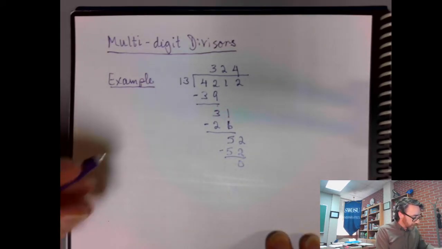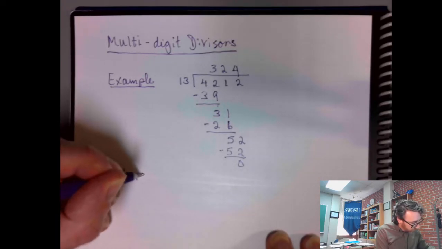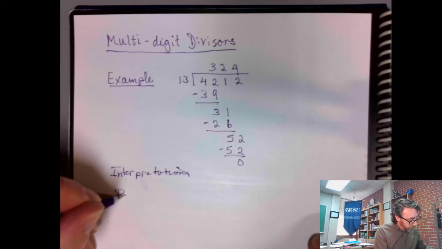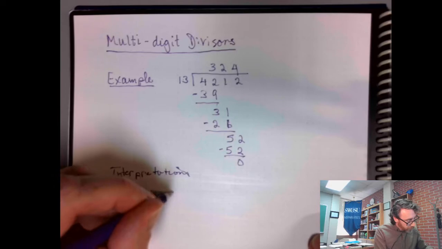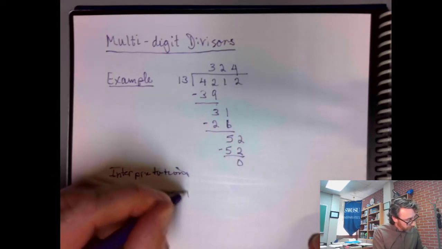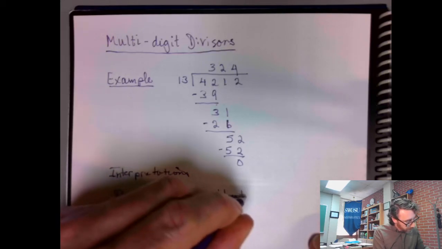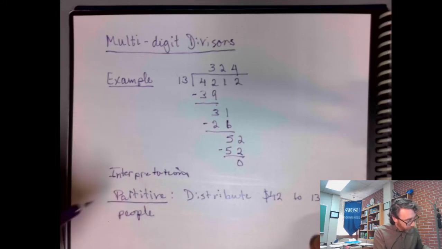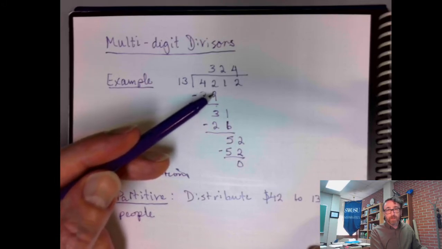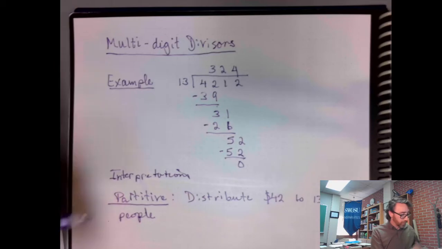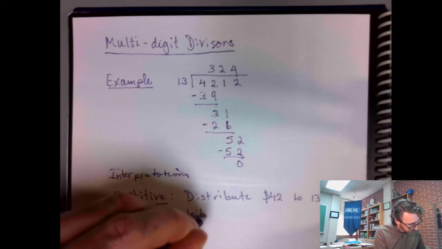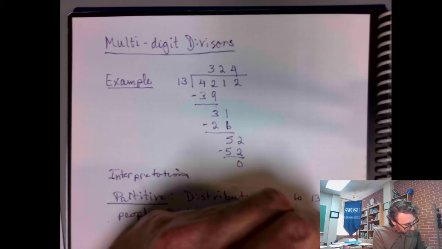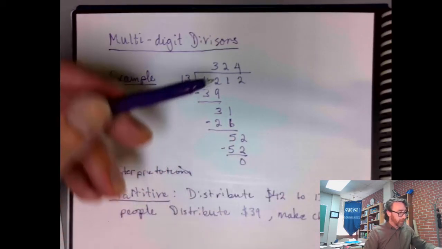Okay, so don't forget the interpretations of what we're doing. If we were dealing with the partitive interpretation, we would start out by thinking, okay, we want to distribute $42 to 13 people. Where am I getting 42? Well, it's right here, right? 42. You distribute $42 to 13 people. Each person gets $3. We distribute 39. And then we make change. Because when we distribute the $39, we would have $3 left over.